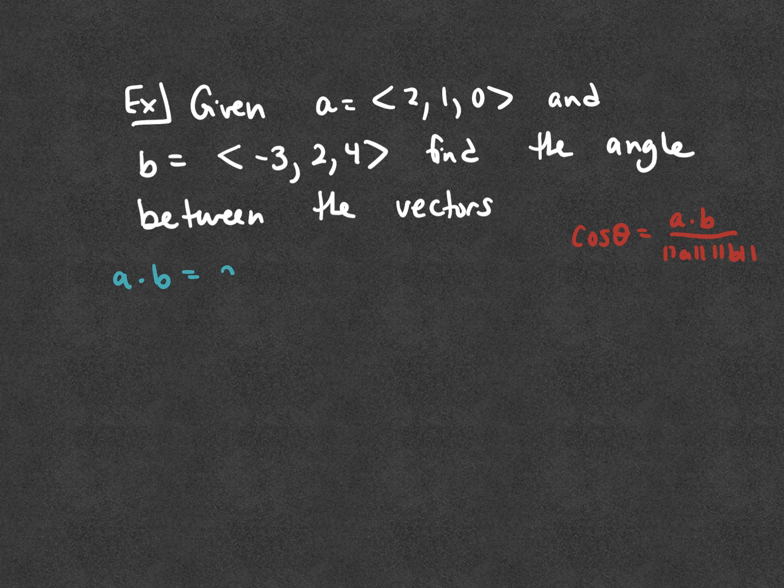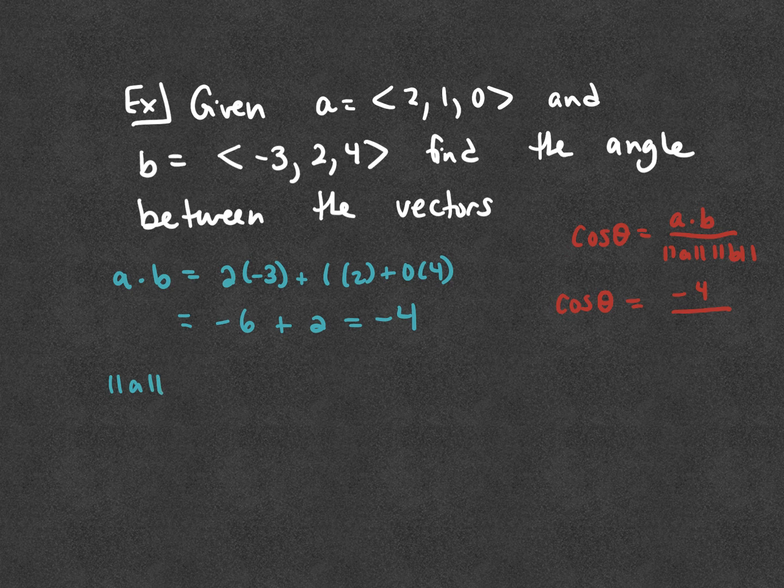So A dot B is going to be 2 times -3 plus 1 times 2 plus 0 times 4. So that's -6 plus 2, so that is going to be -4. So that's our dot product. So over here, cosine theta, we know the top is going to be -4. So then we just have to find the individual magnitudes of these vectors.